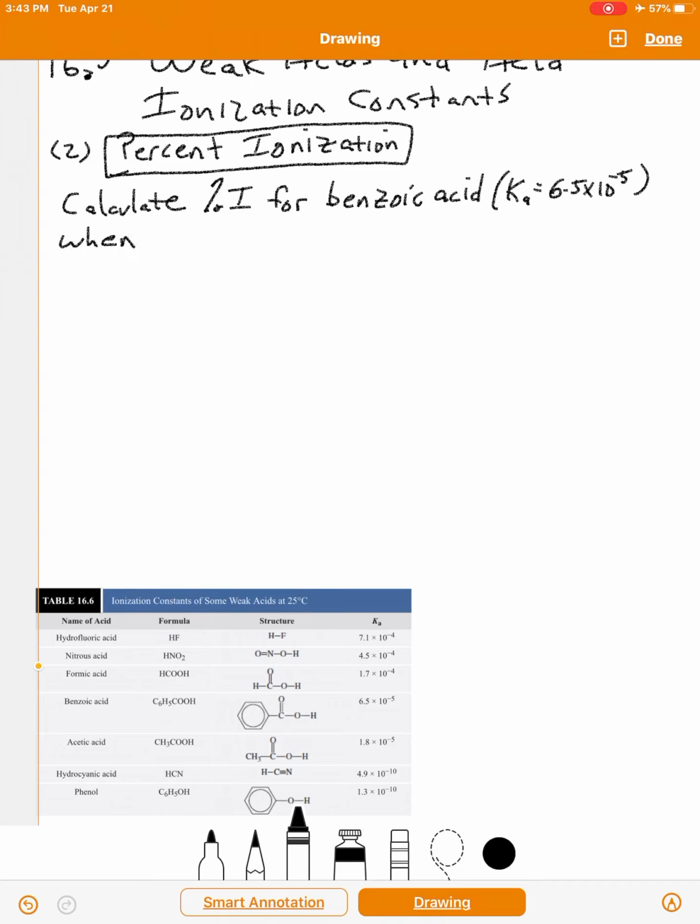When the initial concentration is 0.10 molar. Okay? Calculate the percent ionization for benzoic acid. Benzoic acid has a Ka of 6.5 times 10 to the minus 5 when the concentration is 0.1 molar. So in other words, we're making a solution of benzoic acid with a concentration of 0.1 molar. Now, if you look at the chemical formula, it's a pretty big chemical formula there.